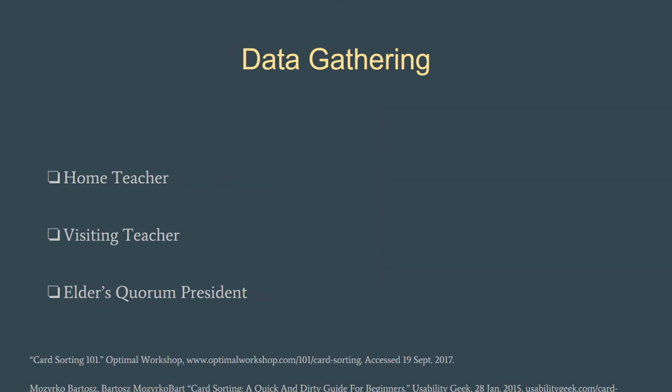So I did an open sort with a home teacher, a visiting teacher, and an elders quorum president. An open sort pretty much means I gave them the cards, I let them organize them how they pleased, and then name the groups that they were organized into. On these cards, you'll see in the following presentations, I took pictures of how they organized them, and you'll see things like stake president, schedule, visit taught, and anything that we felt should be included in the app whenever going home teaching or visiting teaching.